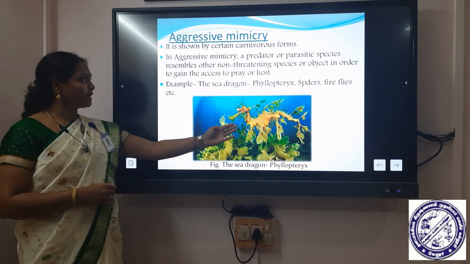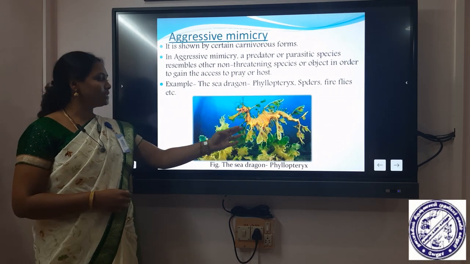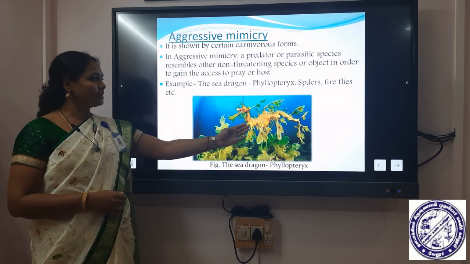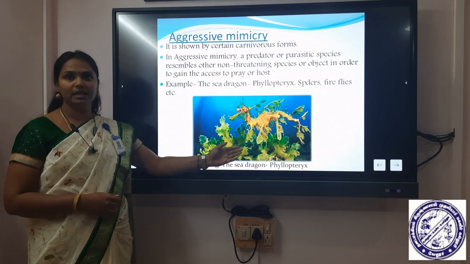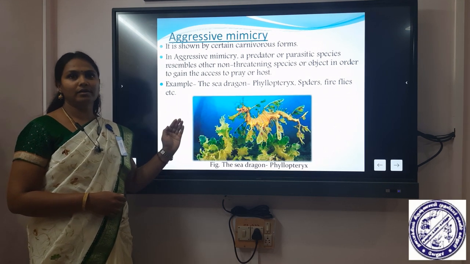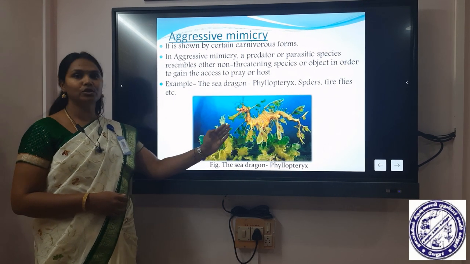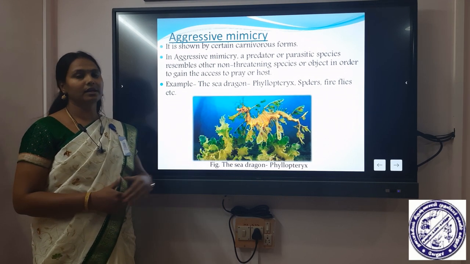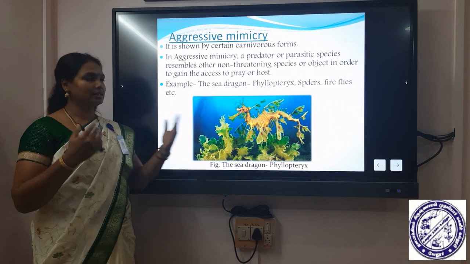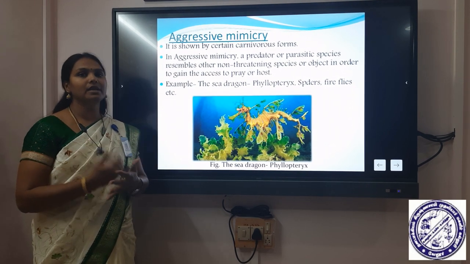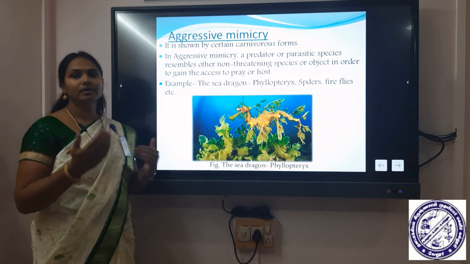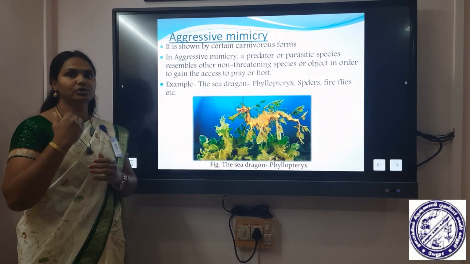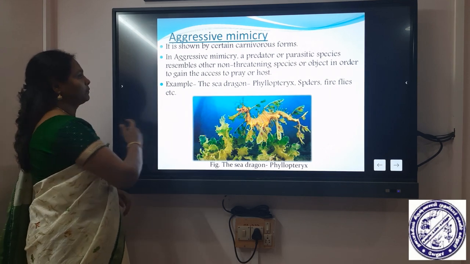For example, here you can see the sea dragon, which resembles very closely the seaweeds. So when the sea dragon is present in the seaweed, the prey or the small fishes which are approaching the animal don't know that the sea dragon is hiding in the seaweeds, and the dragon easily gets to eat the fishes.